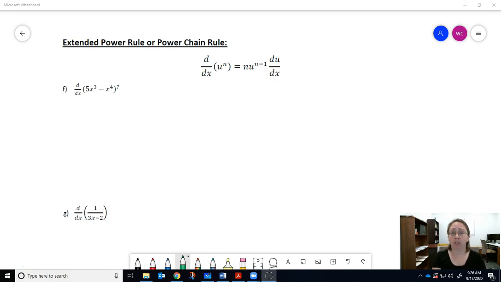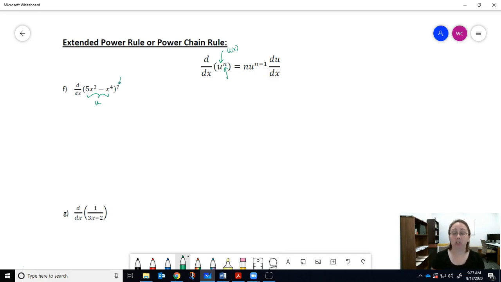So if you look at this little definition at the top here, the derivative with respect to x of u to the n. So remember, we use u to represent a function of x, so u of x. This is something involving x. And then n is the power on that. So you have a power on a function of x. You can see an example here in the first problem. So inside we have a function, u of x, and then we have a power on the whole thing.